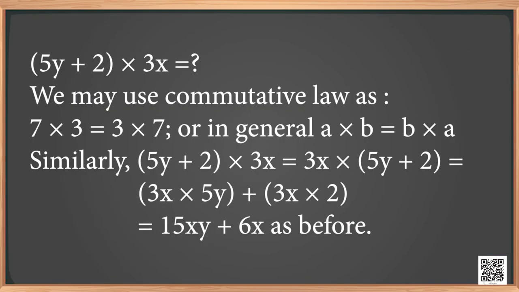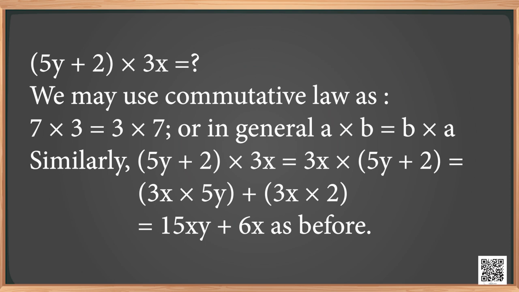Case 4. Let us learn how to multiply a binomial by a monomial. Let us consider this example. 5y plus 2 times 3x is equal to how much? Let us see that. We may use the commutative law, as 7 into 3 is equal to 3 into 7. Am I right? Or in general, a into b is equal to b into a.